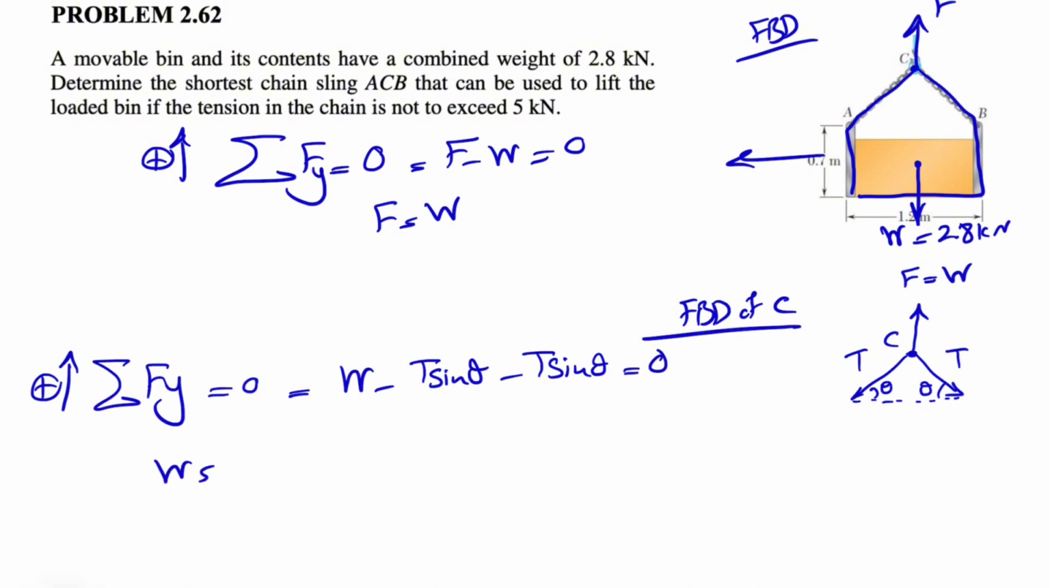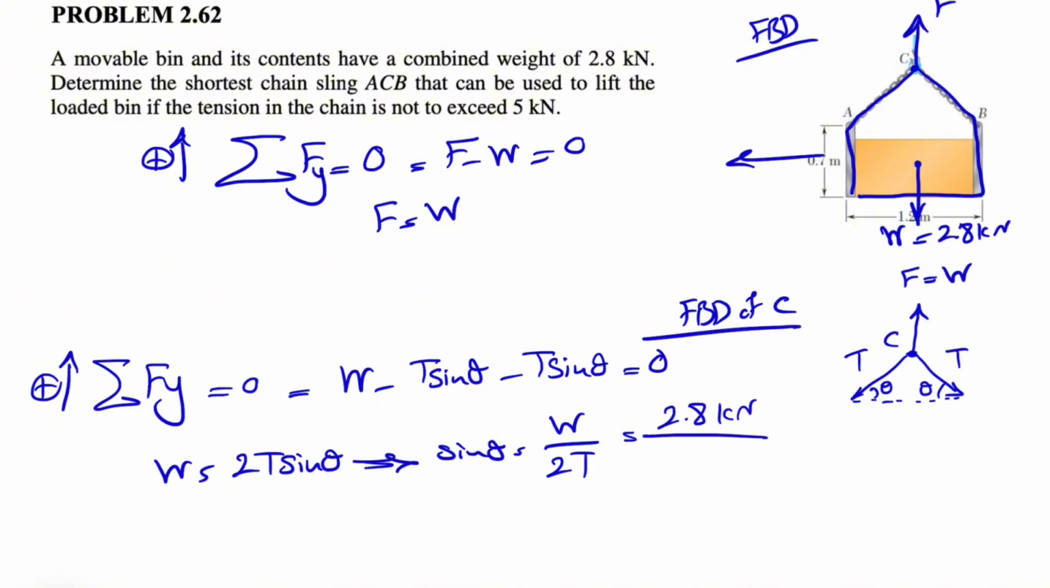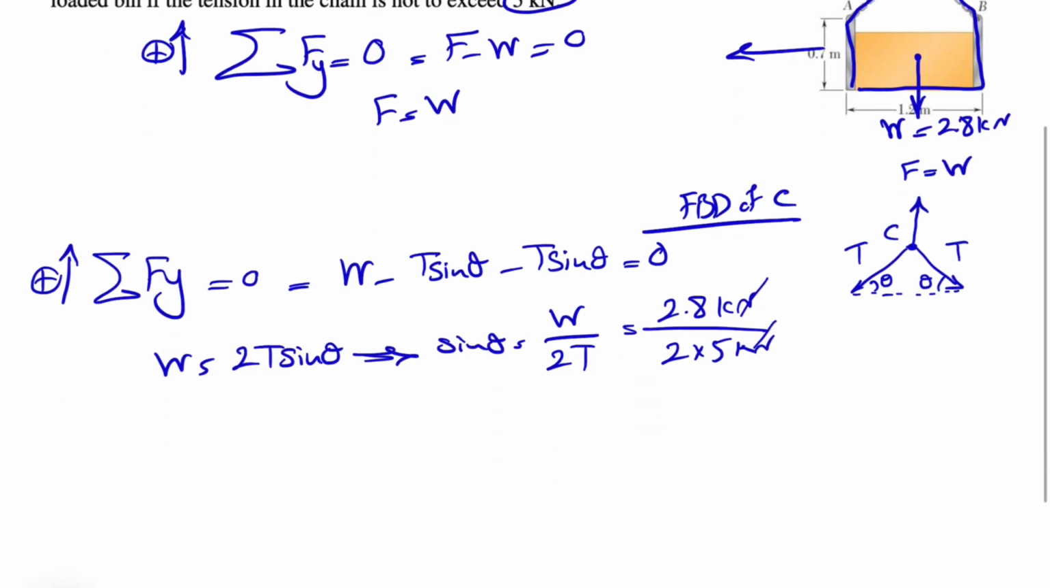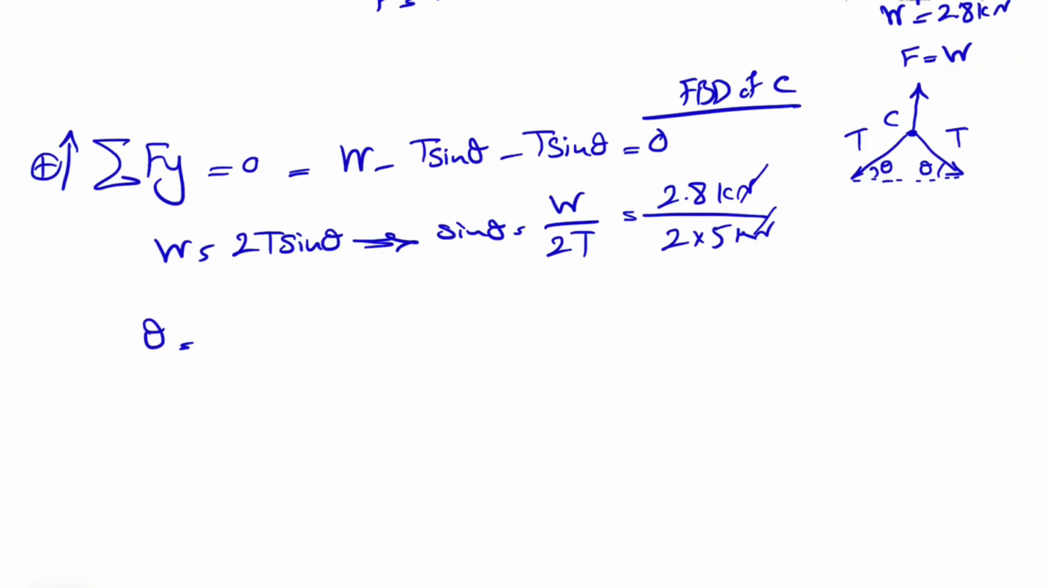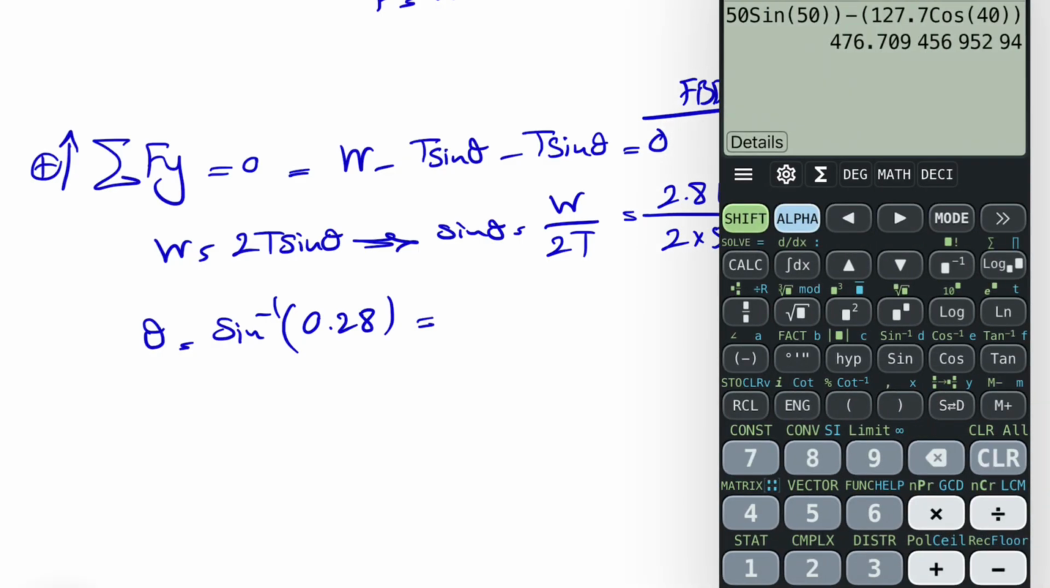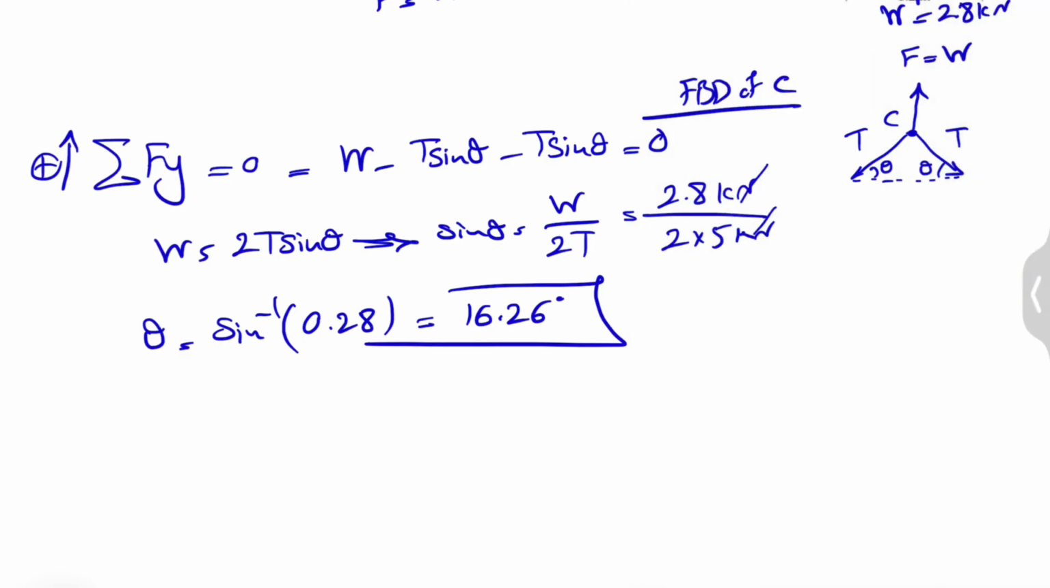So here our weight is equal to 2T sine theta, or sine theta is equal to W over 2T. Our weight is 2.8 kilonewtons. The tension from the question cannot exceed 5, so 2 times 5, and they're both in kilonewtons, so the units cancel out. To find theta, we have sine inverse of 2.8 divided by 10, which is 0.28. Let's calculate this. That's going to give us 16.26 degrees, and that would be the angle theta in here.